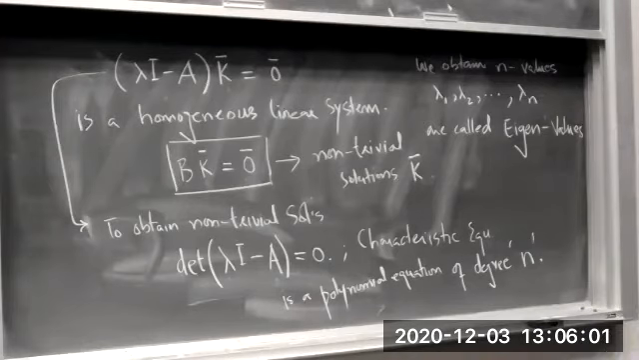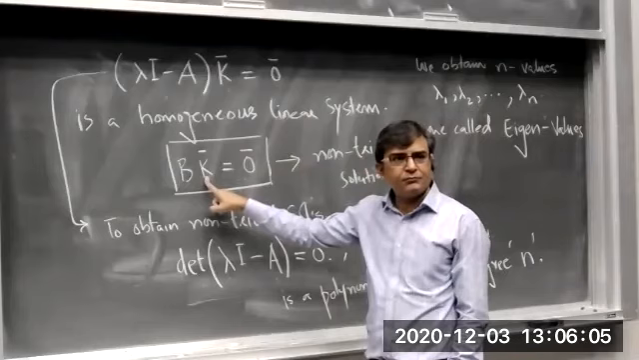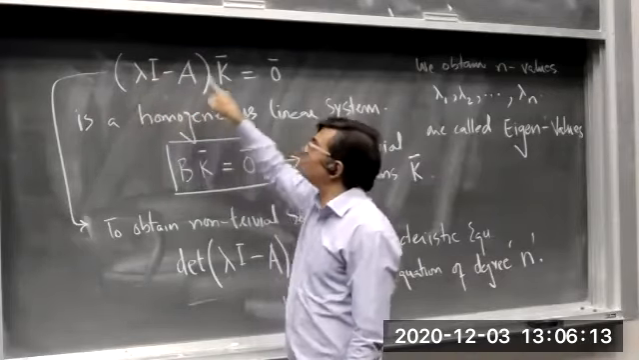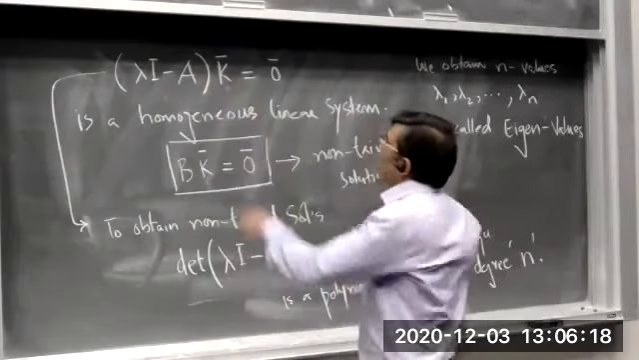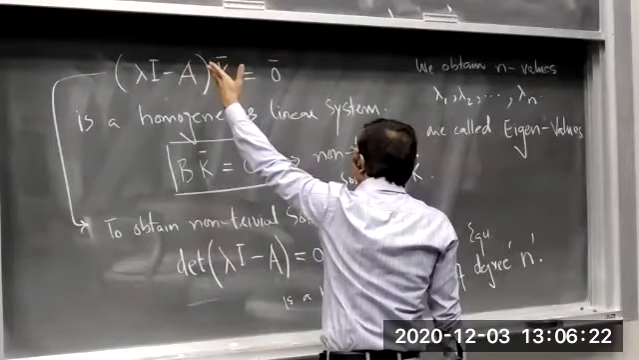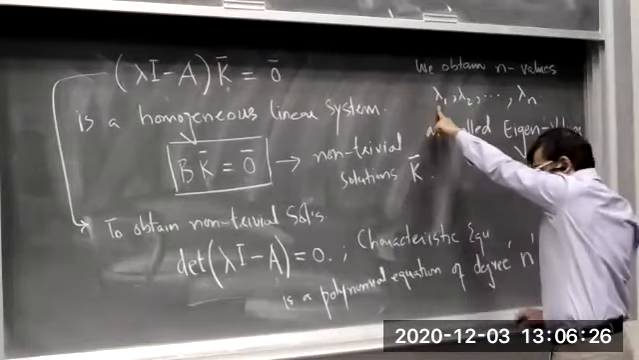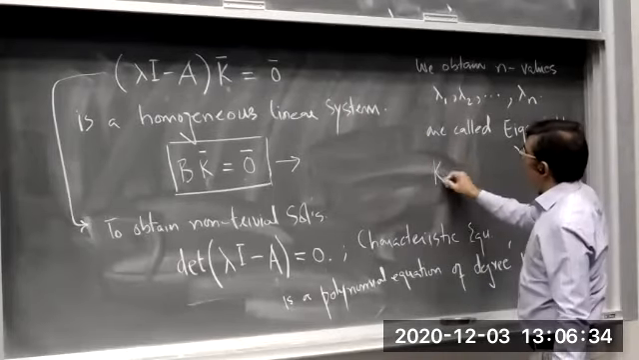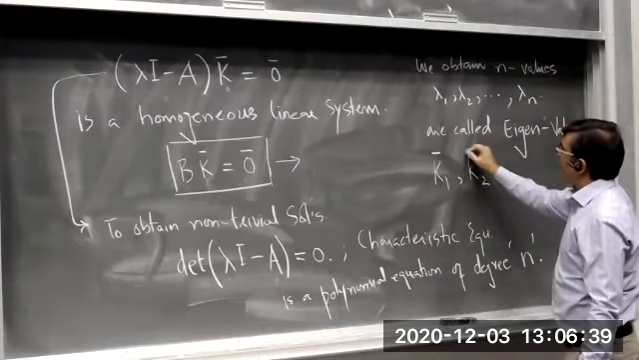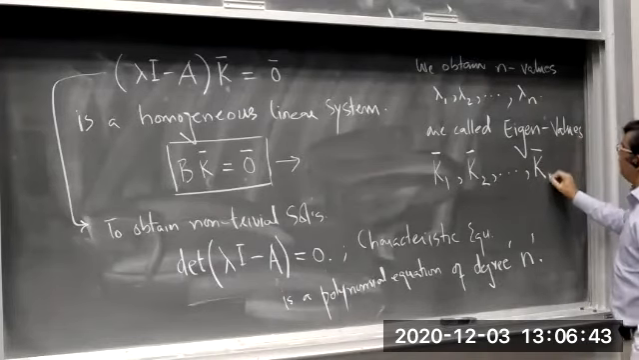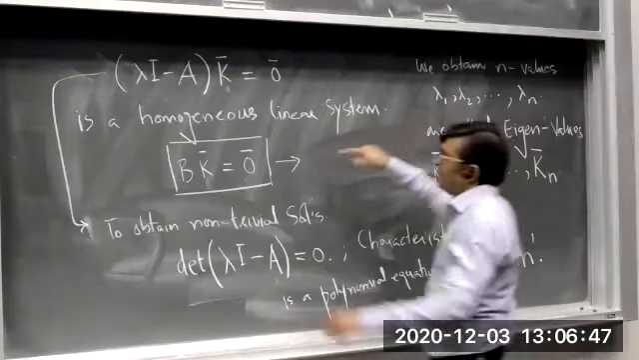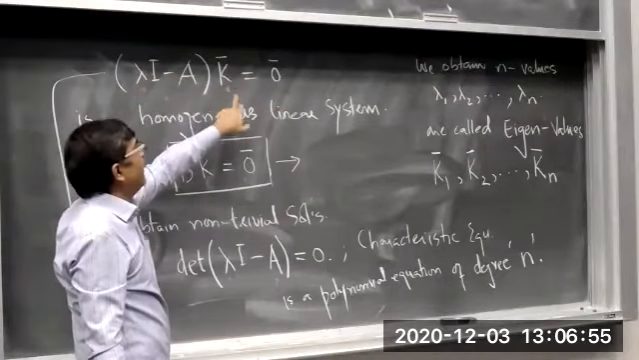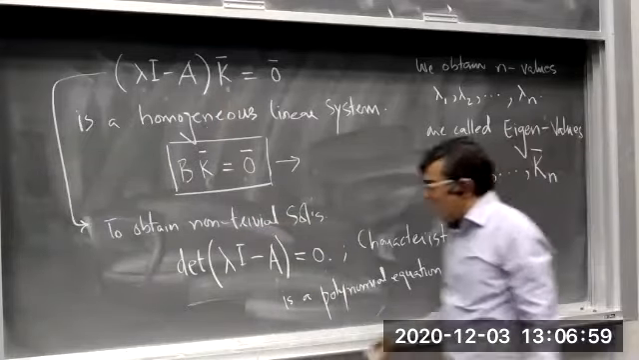And corresponding to each eigenvalue, we can find a vector here. By putting lambda 1 here, we'll have a known coefficient matrix plus an unknown vector k. By solving this homogeneous linear system, we can obtain k1 corresponding to lambda 1. Corresponding to lambda 2, we can find k2 vector, and so on. And corresponding to lambda n, we can find kn vector. By putting term by term here, lambda 1, solve it; lambda 2, solve it; lambda 3, solve it, and so on. You will get respectively k1, k2, so on, kn. And these vectors are called eigenvectors.